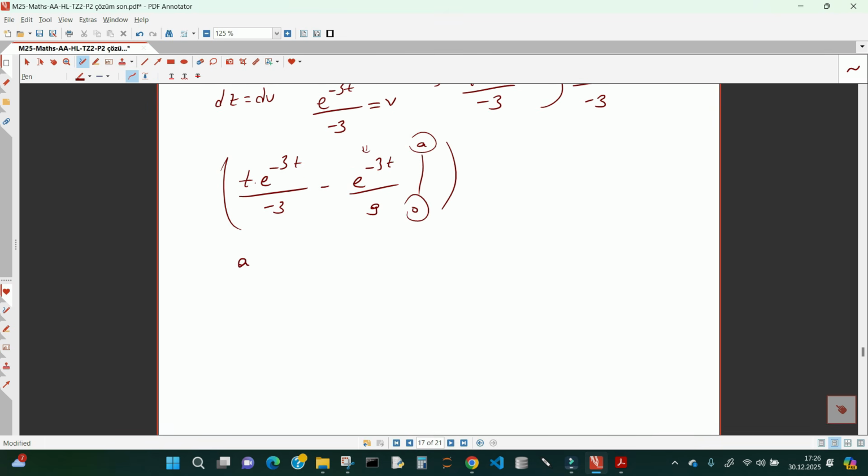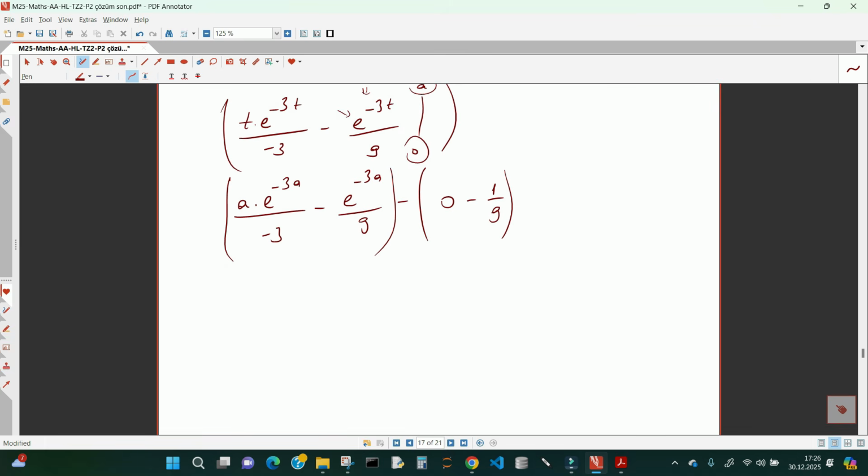First, a times e to the power of minus 3a over minus 3, minus e to the power of minus 3a over 9. And I will subtract from this the values at 0: when you replace t with 0, you will see that the first expression gives us 0, but the second expression gives us 1 over 9, because e to the power of 0 is 1. When you simplify this expression, let's find the common factor; the denominator is going to be 9.